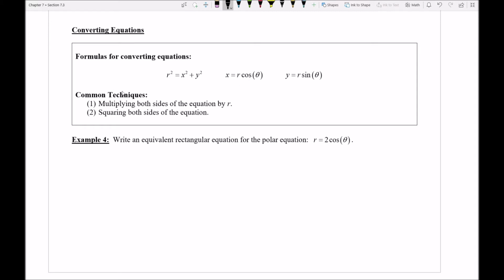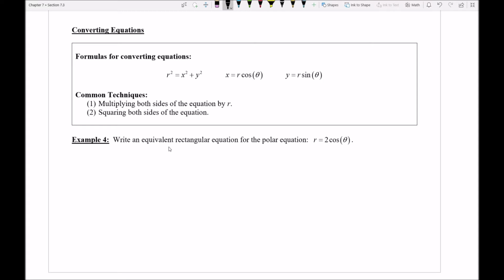Now, the common techniques that we're going to employ are often going to be one of these two, either taking an equation and multiplying both sides by an r to either create an r squared or r times a trig function, or sometimes we'll end up squaring both sides of an equation to try to introduce r squareds. You'll see how this works as we take a look here at example number 4.